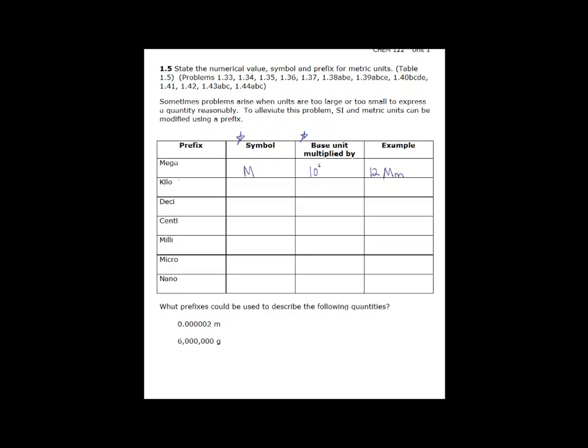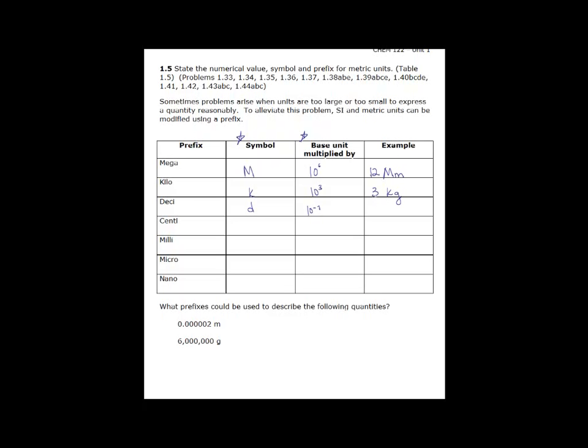Okay, the next prefix is kilo. This is a lowercase k. The base unit is multiplied by 10 to the third. An example would be 3 kilograms. So lowercase k, lowercase g. The next prefix is deci, and that base unit is multiplied by 10 to the negative 1.